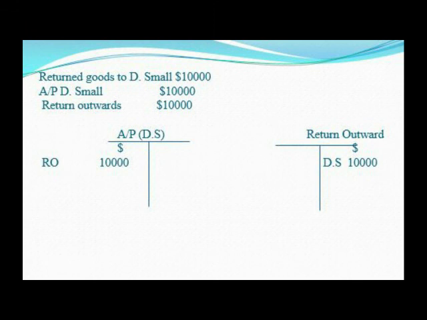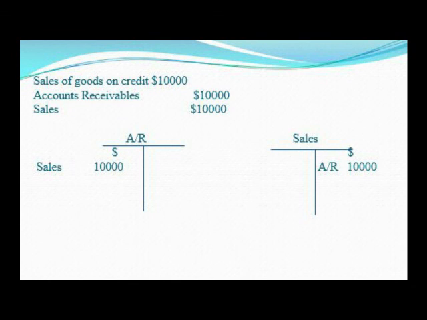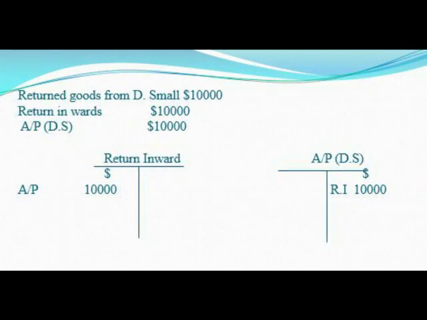Then return goods to D small. D small is the name of any supplier. Okay? Then the entry will be debit accounts payable, credit return outwards. Sale of goods on cash, debit cash, credit sales. Sale of goods on credit, debit accounts receivable, credit sales. And return of goods from any customer, debit return inwards and credit accounts receivable.